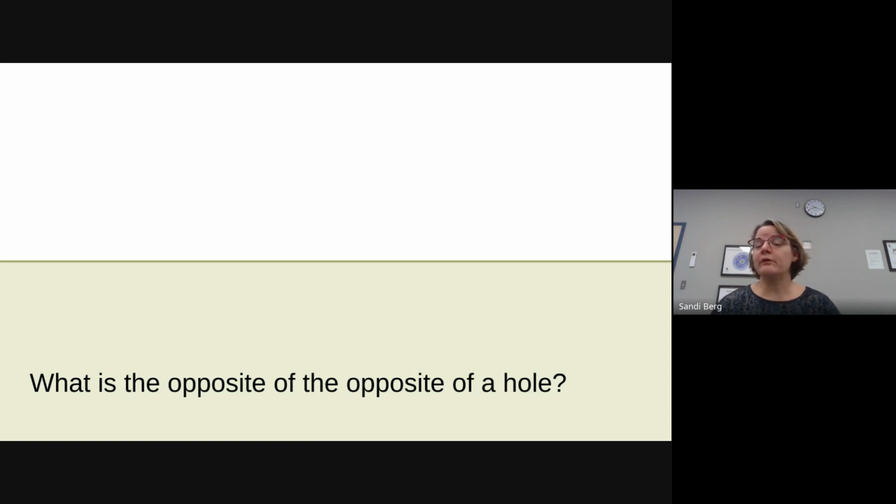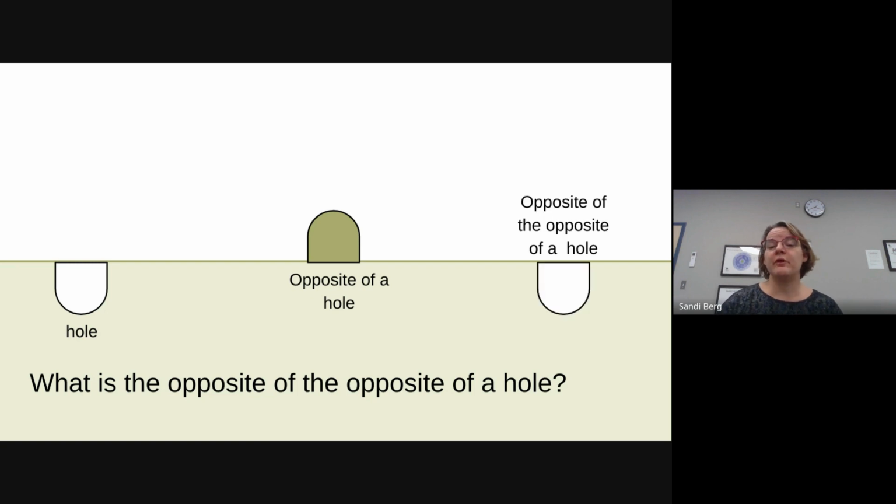Maybe you drew it, maybe you visualized it, maybe you just talked yourself through it. But let's take a look. Here we've got a hole. Well, what's the opposite of a hole? Well, the opposite of a hole is a pile. And the opposite of a pile, so the opposite of what I just created, was another hole. So the opposite of a hole is a pile, and the opposite of a pile is a hole.